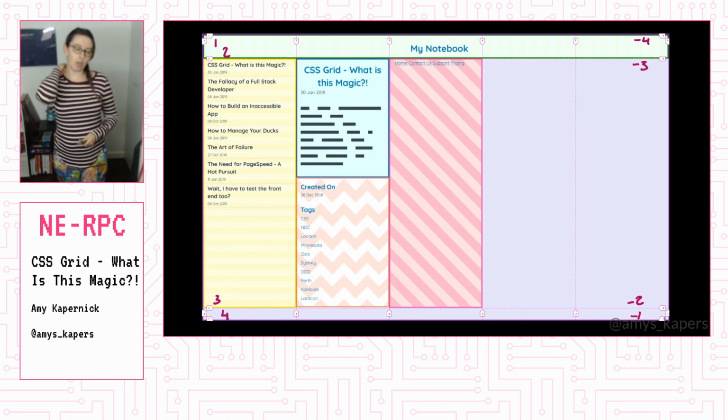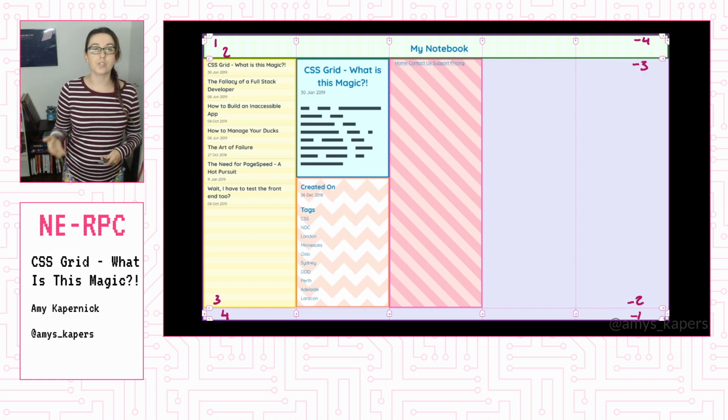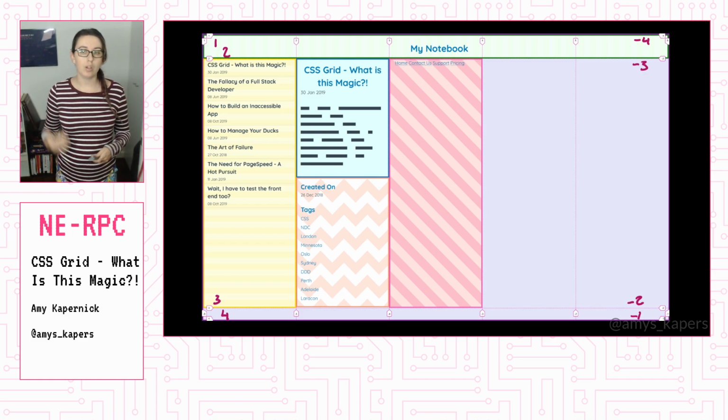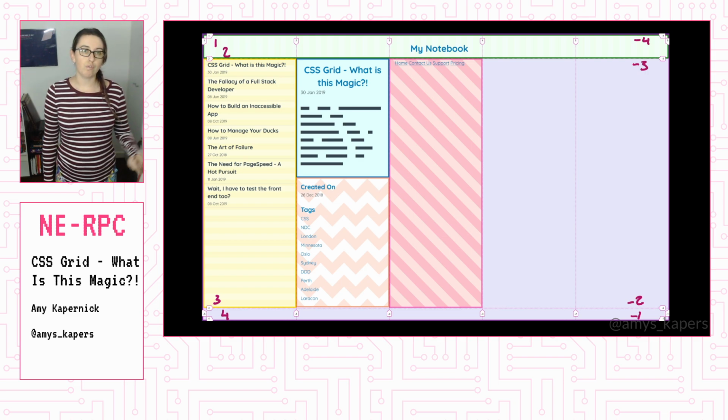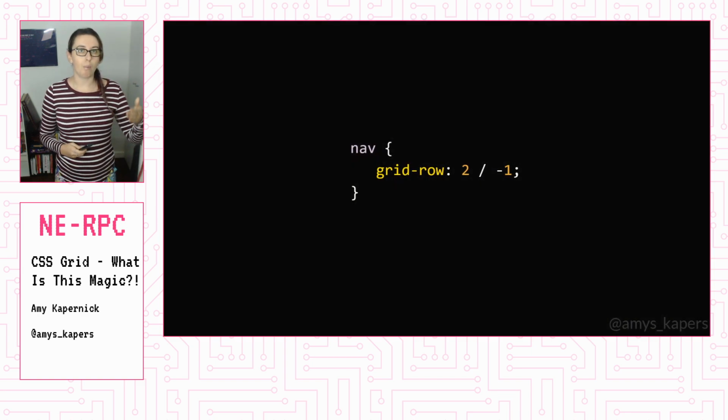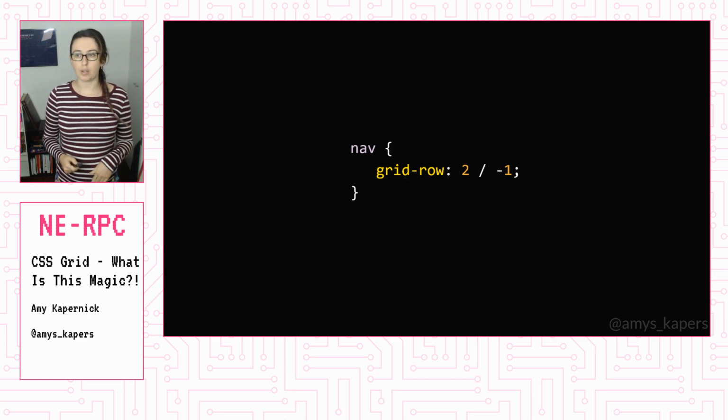Now, next, we want to do the same thing for our sidebar. Again, our rows are also numbered 1, 2, 3, 4, -1, -2, -3, -4. So for our nav bar, we can set grid row to be from line 2 to line -1. So from the second one to the end of the grid.